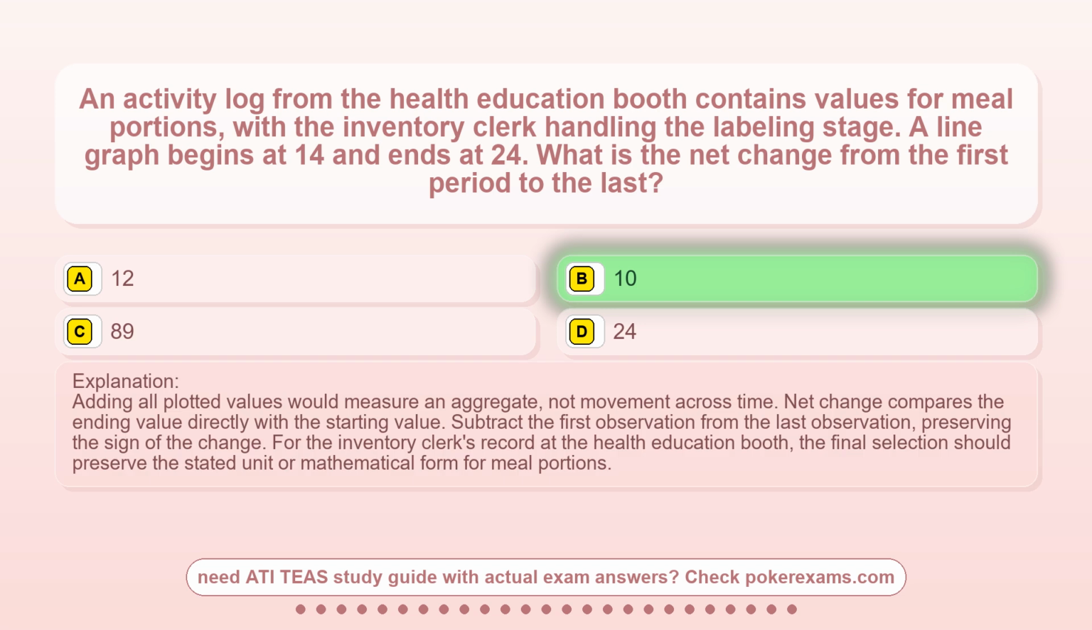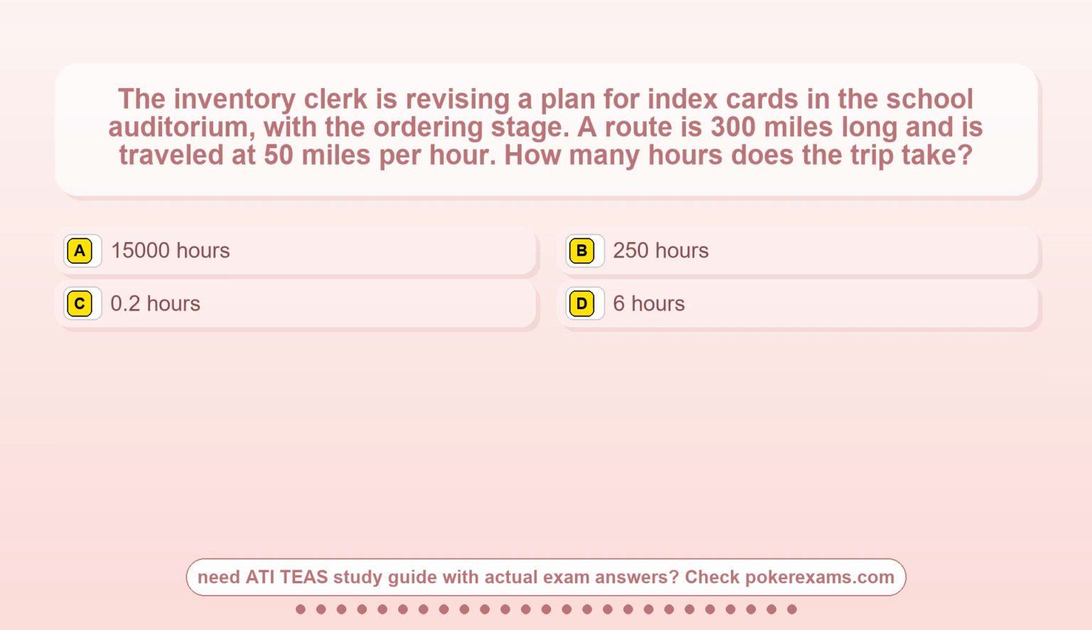The correct answer is option B, 10. Adding all plotted values would measure an aggregate, not movement across time. Net change compares the ending value directly with the starting value. Subtract the first observation from the last observation, preserving the sign of the change. For the inventory clerk's record at the health education booth, the final selection should preserve the stated unit or mathematical form for meal portions.